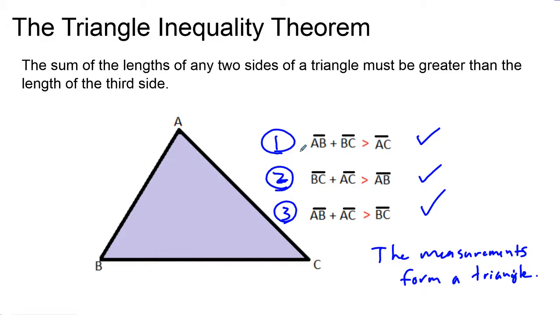So here, AB plus BC is greater than AC. We'd mark that as a true statement. BC plus AC is greater than AB. We would mark that as a true statement. And then AB plus AC is greater than BC. We would mark that as a true statement. Since we can go through all three pairings of sides and mark them as true, we can say, therefore, the measurements form a triangle. It's a pretty simple theorem.